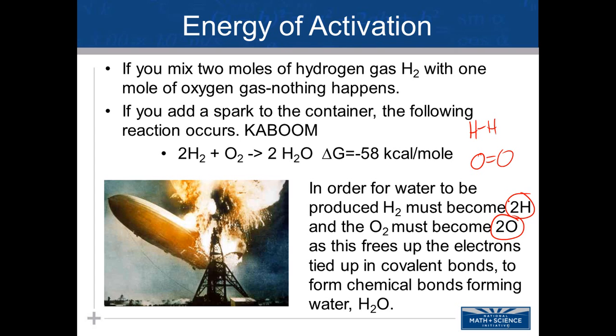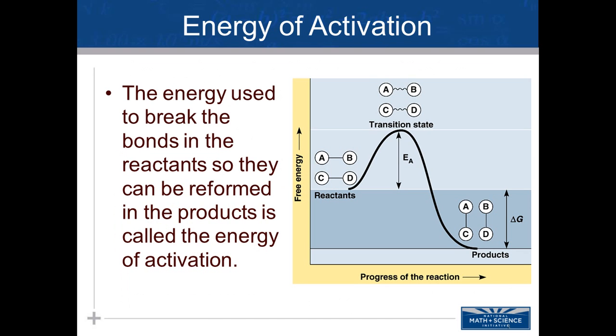This turns out to be an exergonic reaction. Delta G is a minus 58 kilocalories per mole. I've mentioned this before in an earlier PowerPoint, but the Hindenburg is an example of what happens when hydrogen gas with a spark combines with oxygen to form water. There was a terrible, terrible explosion. Now, that spark is called the energy of activation.